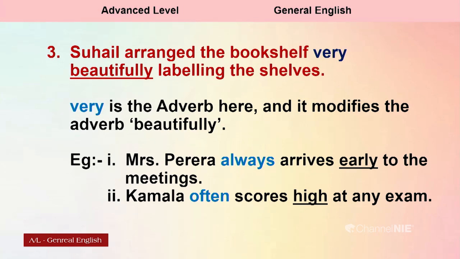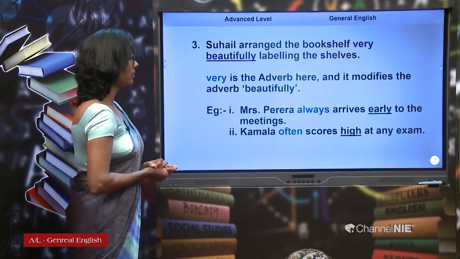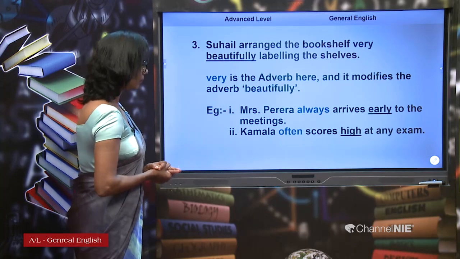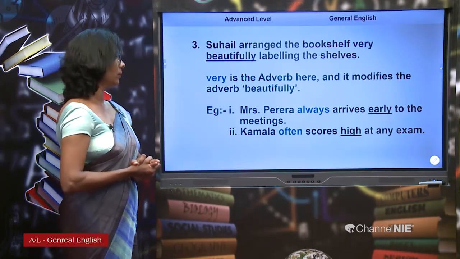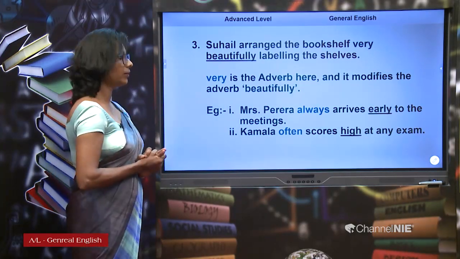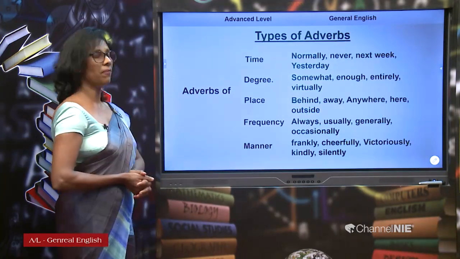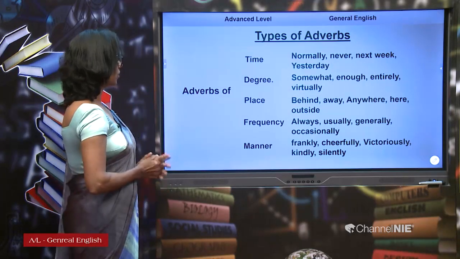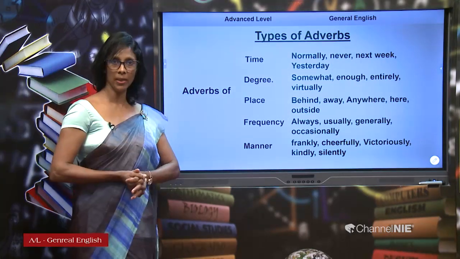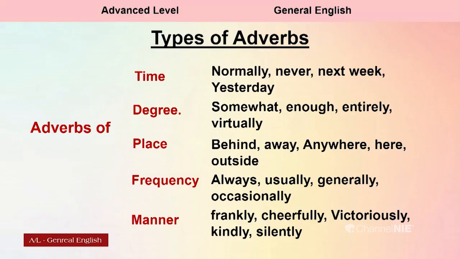Anyway, these adverbs are here to explain another verb: arrives early, often, high. So, often is also an adverb, high is also an adverb, always is also an adverb, and then early is also an adverb, right. So, what are the types of adverbs? This is very important. Time. So, when we refer to time, what is the WH form we use? When, right. So, time, some adverbs are given there: normally, never, next week, yesterday, right.